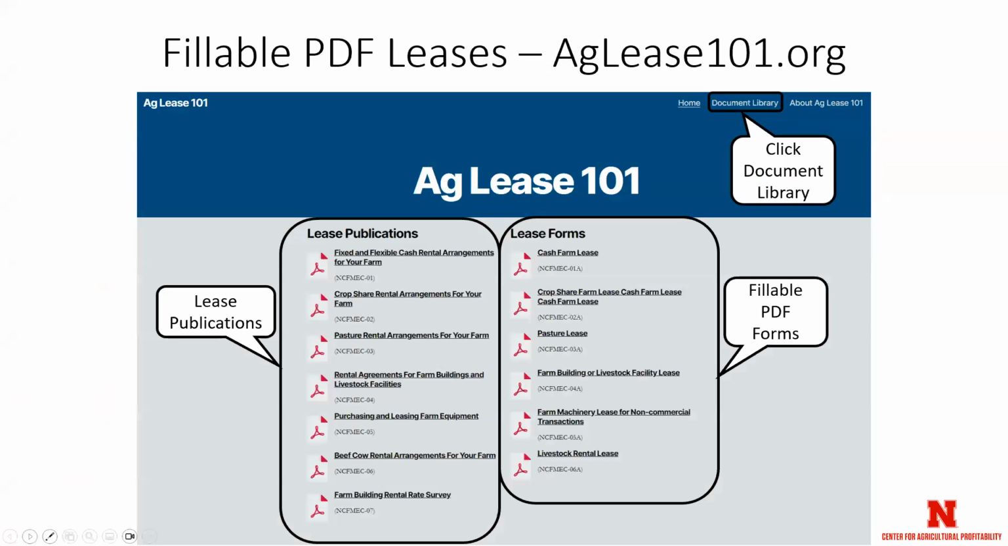Okay, just a few housekeeping things. If you do not have a lease in writing, we highly encourage everyone to get a lease in writing. A great place to find a lease is aglease101.org. If you go on that website, a blue website comes up. If you hit Document Library, it'll bring up the next page, which has our lease publications and also our lease forms. You have your lease publications on the left, but the actual lease forms.